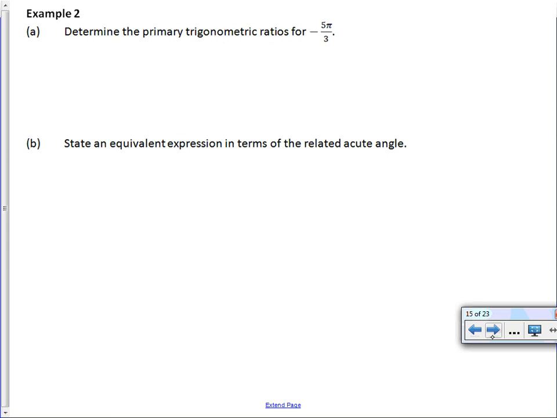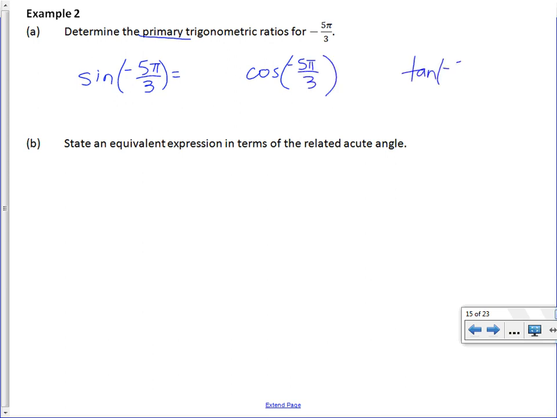Here's another type. Determine the primary trigonometric ratios for negative 5 pi over 3. So just the primary. I need you to tell me what sine of negative 5 pi over 3 is, cosine of negative 5 pi over 3, and tan of negative 5 pi over 3. As soon as I see 5 pi over 3, calculator gone. There's no calculator happening here. This is all grabbing numbers right from the unit circle. So, where's negative 5 pi over 3 going to be?